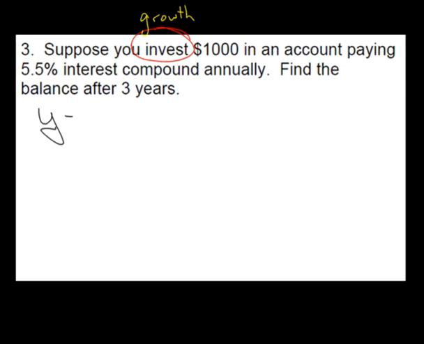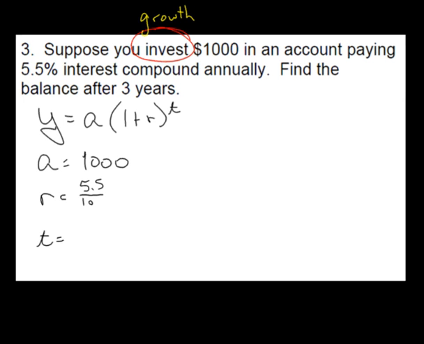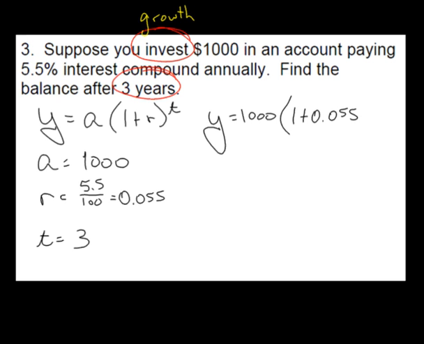So my equation would be y equals a times 1 plus r to the power of t. So I would need to find my a, my r, and my t. A in this case is $1,000. I put $1,000 into an investment. My rate is 5.5 over 100, which is 0.055. My time, they told me it's 3 years. So I'm now going to have y equals 1,000 times 1 plus 0.055 to the power of 3.